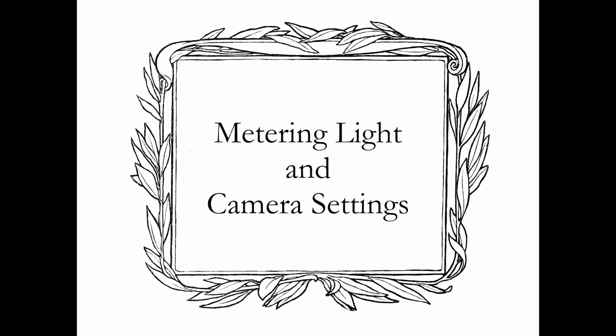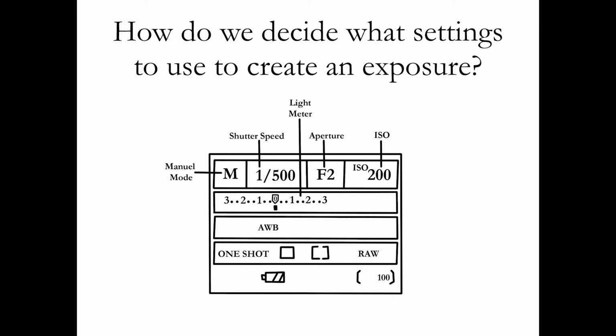So how do we decide what settings to use to create an exposure? There is no such thing as a good shutter or aperture in general, only the correct one for a certain scene you're photographing. So for that, we must use our camera's built-in light meter, which reads how much light is in the scene and then tells you what aperture or shutter speed to shoot at.